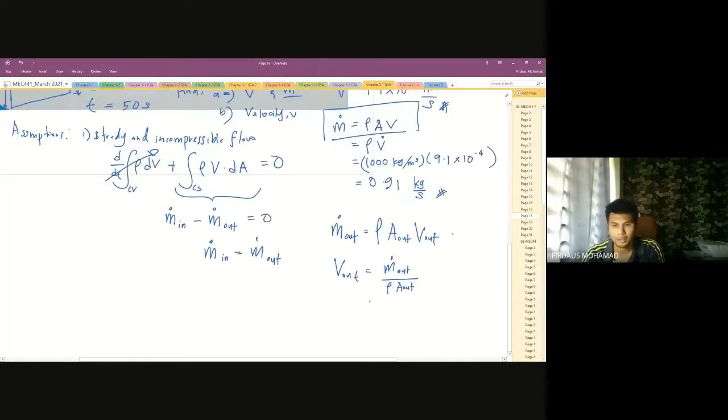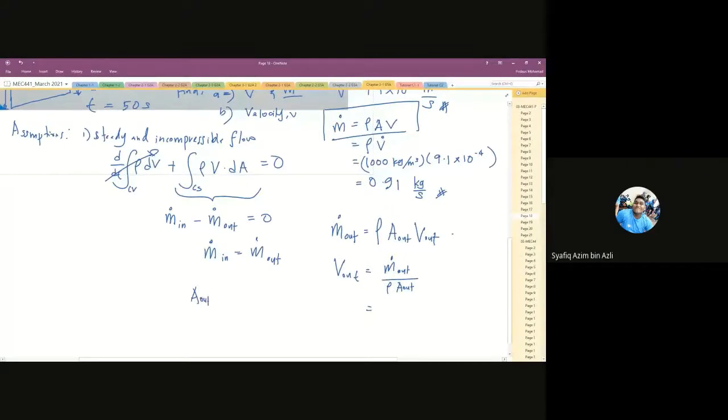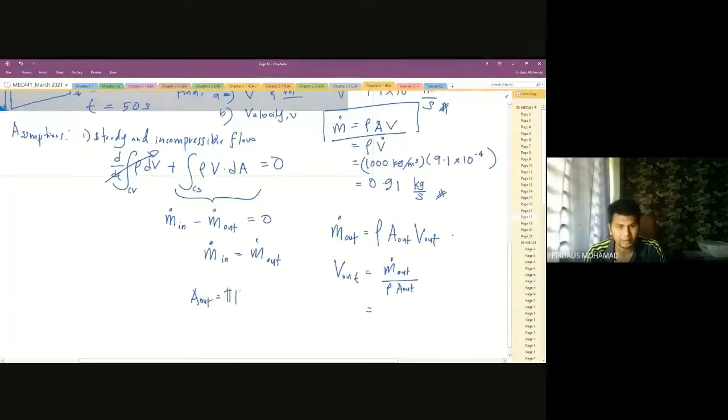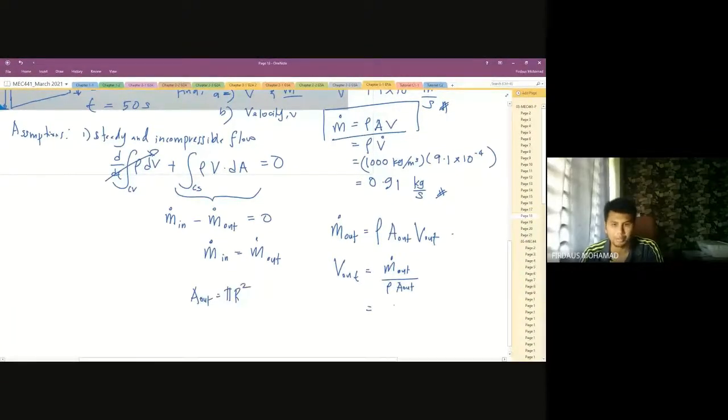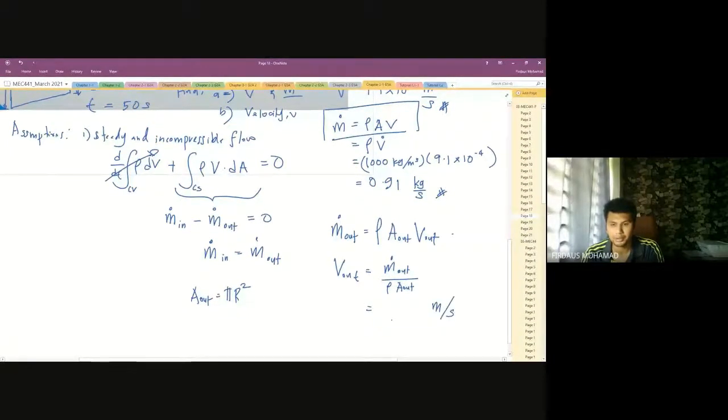So A out macam mana cari? Nozzle maknanya nozzle dia punya cross sectional area dia adalah circle lah kan. So maknanya A out sama dengan pi r square. So dapatlah cari V out. Berapa dapat? Meter per second.